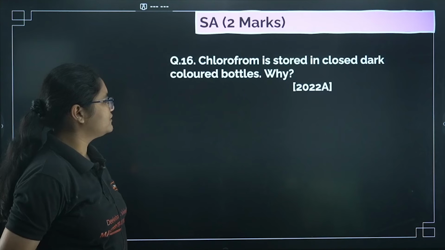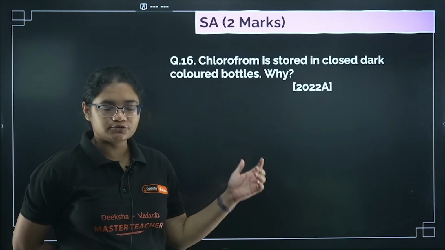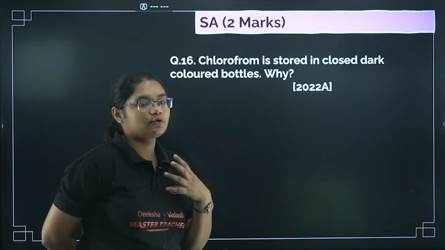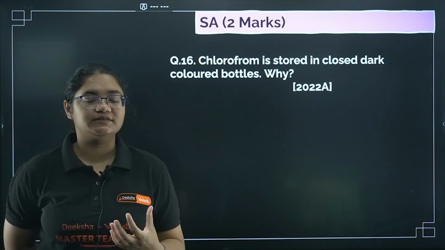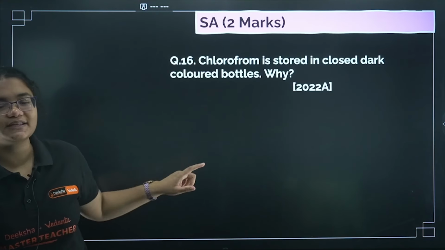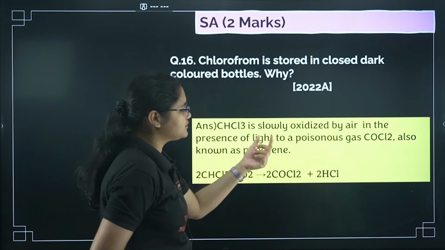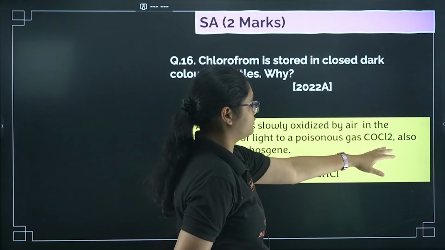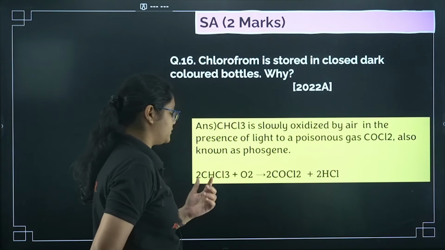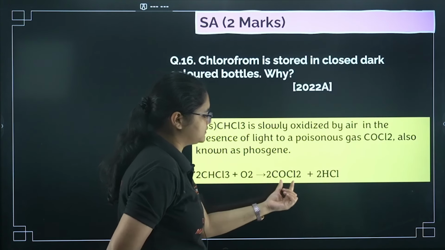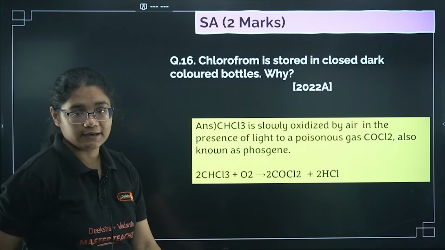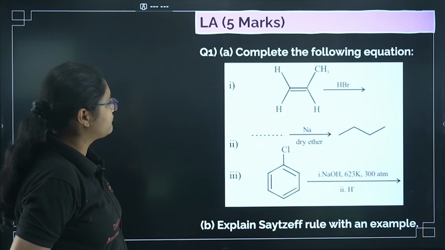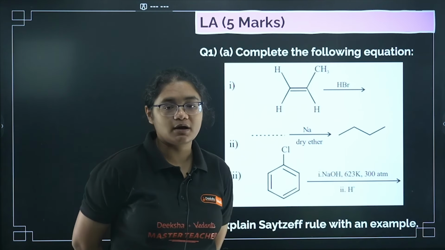Next, chloroform is stored in dark colored bottles. Why? The reason is just what we discussed. Chloroform, when exposed to oxygen, forms a toxic gas called phosgene. Chloroform is slowly oxidized by air in the presence of light to a poisonous gas called COCl2, also known as phosgene. So CHCl3 plus O2 gives COCl2 plus 2HCl. Now we will move to the 5-marker questions.